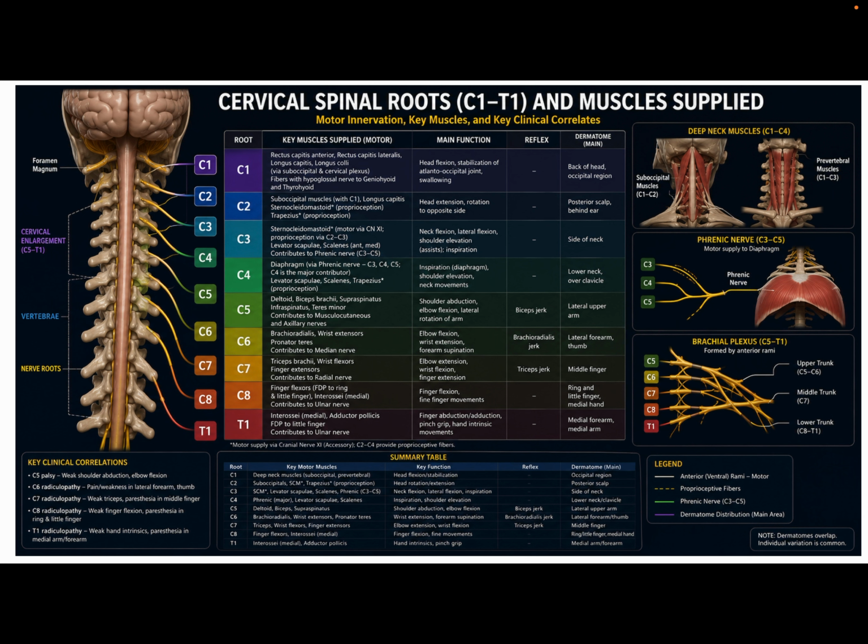The C8 nerve root supplies the finger flexors and interossei muscles. C8: finger flexors and interossei muscles.